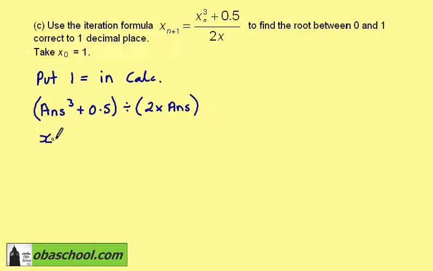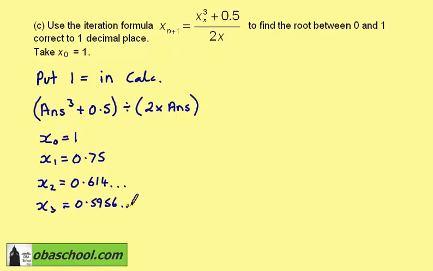If we do this, we produce the sequence of values. x0 is 1, x1 is 0.75, x2 is equal to 0.614 and so on. x3 is 0.5956 and so on. And you should be checking on your calculator that you can produce this sequence of values using this calculation.